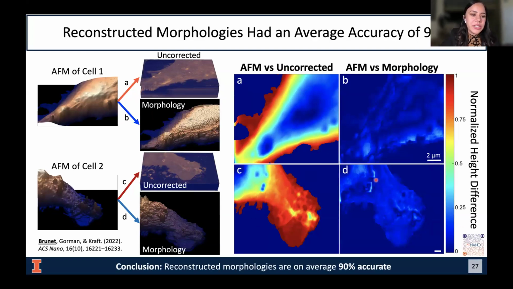There are some regions that have a little bit of a high error, which are some edges and some ridges here, but overall, this analysis shows that our reconstructed morphologies have an average accuracy of about 90% compared to AFM, which basically validates the use of pixel intensities in secondary electron images. Now, this is very important because how accurate these morphologies are will determine how accurate our depth-corrected images are, right? So we want our morphologies to be as accurate as possible so that our depth-corrected images are as accurate as possible.